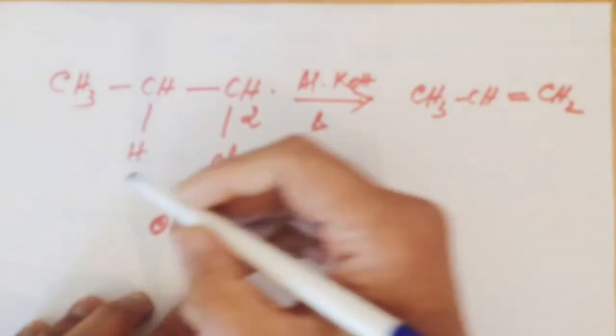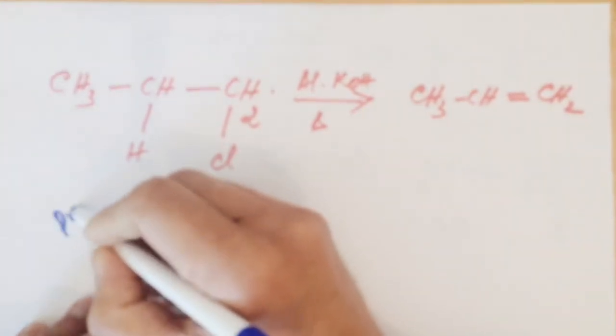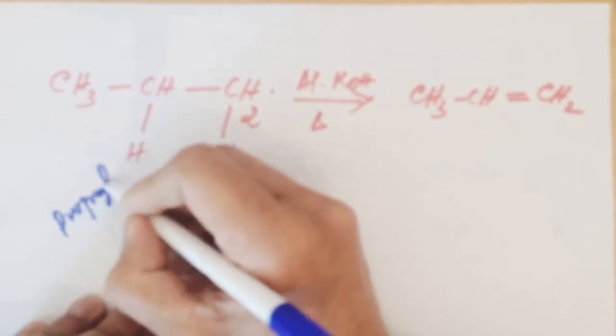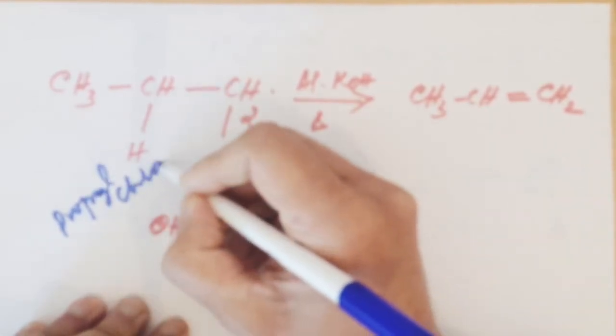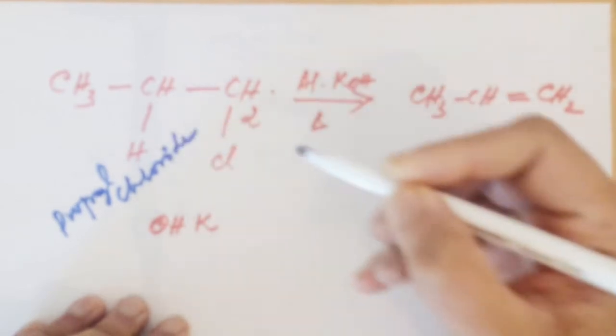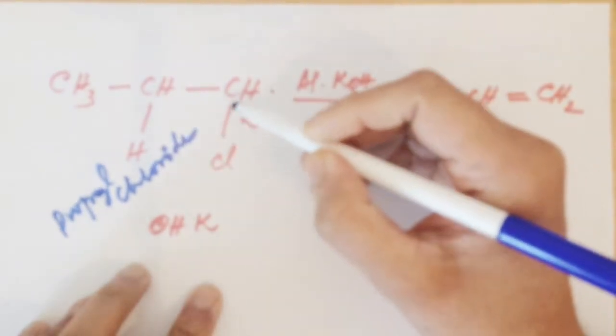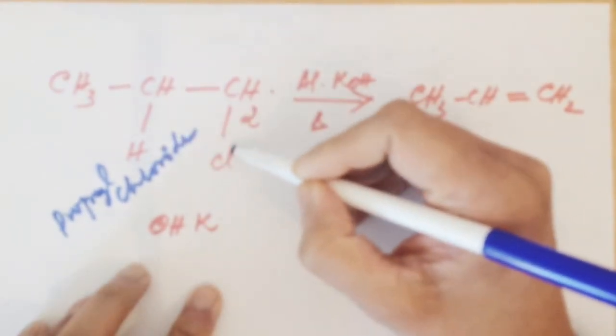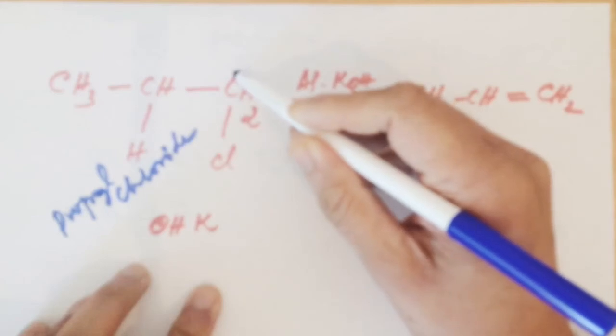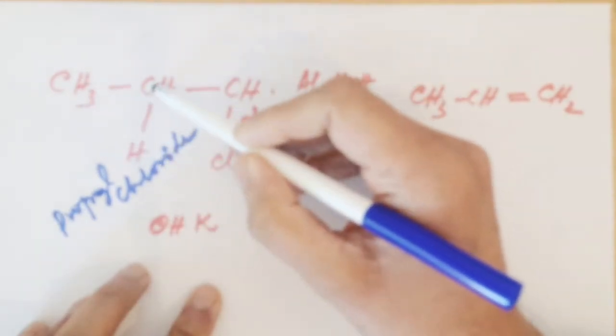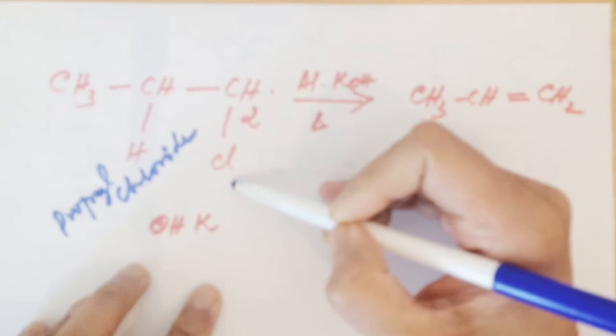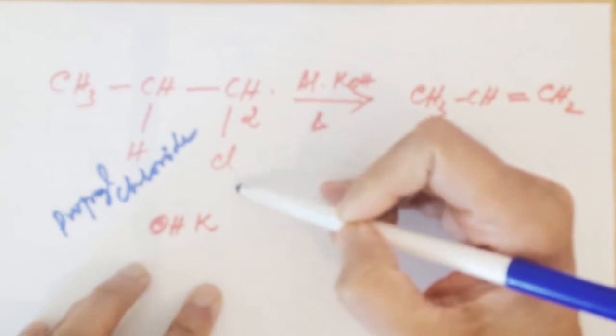So this compound is called propyl chloride, because it contains a chlorine at the first carbon atom. So it's called CH3CH2CH2Cl, chloropropane or propyl chloride.